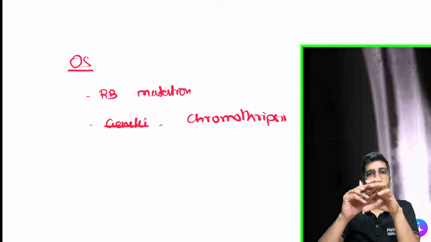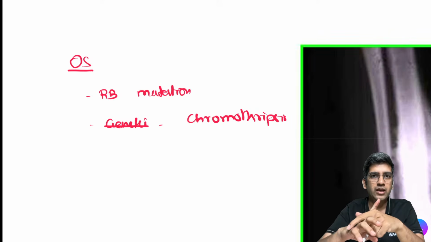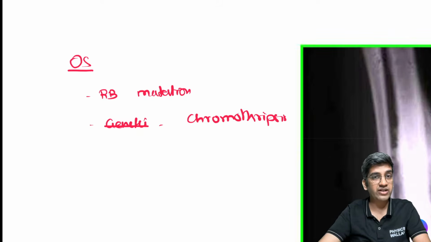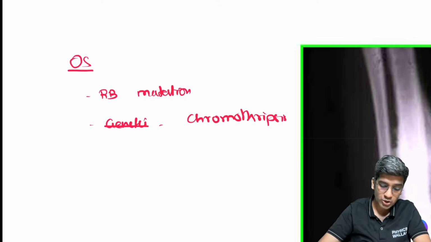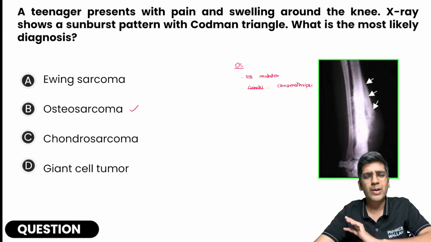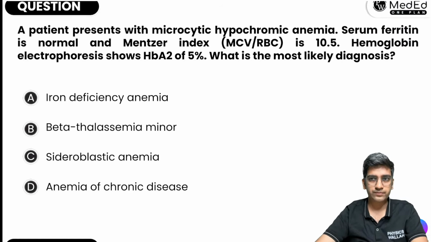The moment all the 46 chromosomes break, they will rejoin completely, and they rejoin randomly. That's a classical finding in osteosarcoma. Chromothripsis, do remember these two changes genetically in osteosarcoma. Otherwise, it's a complete diagnosis based on radiology, and then operate and then treat. Fine. Next.